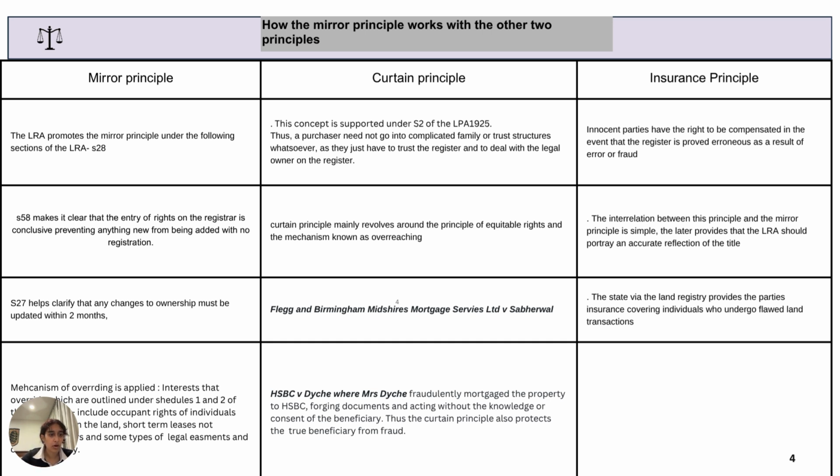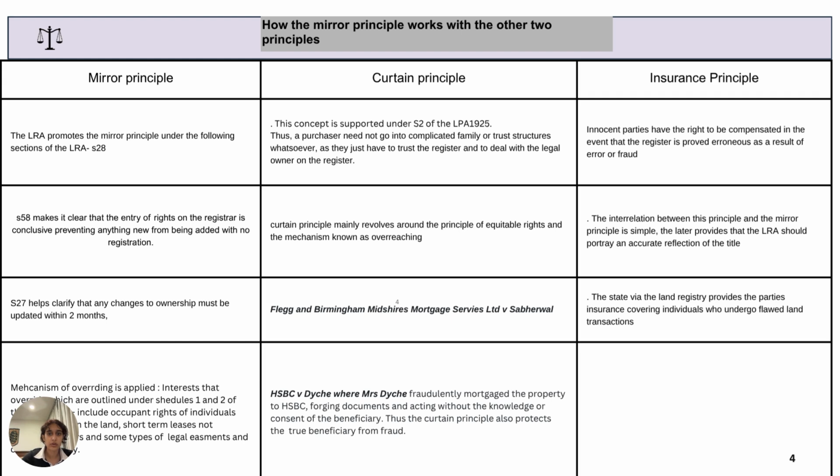Now, in the case of HSBC v. Dyke, this case revolves around how the curtain principle also prevents fraud, as Mrs. Dyke fraudulently mortgaged the property to HSBC, forging documents and acting without the knowledge or consent of the beneficiary. Thus, the curtain principle also protects the true beneficiary from fraud.